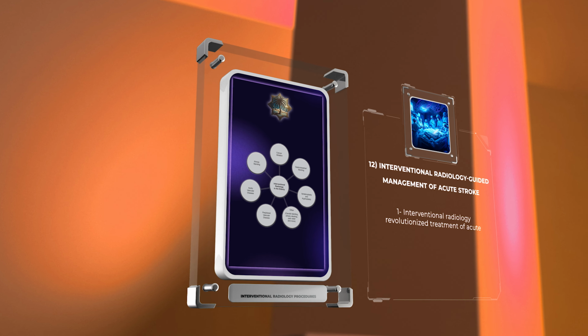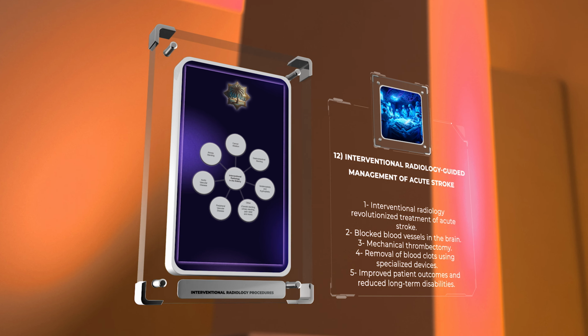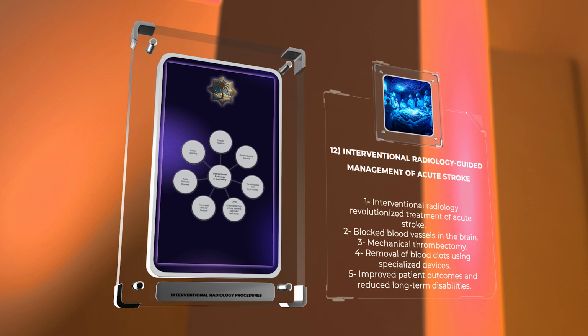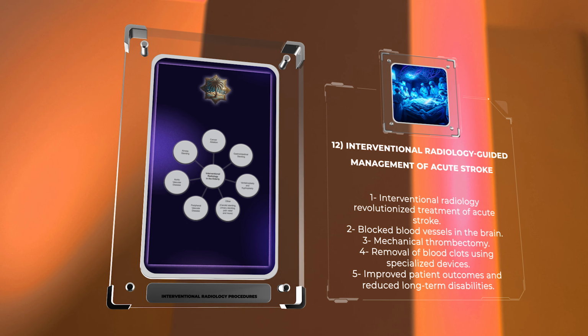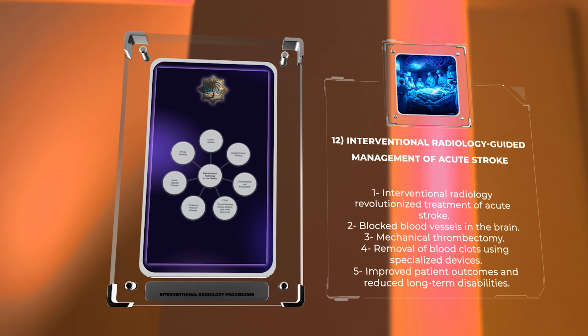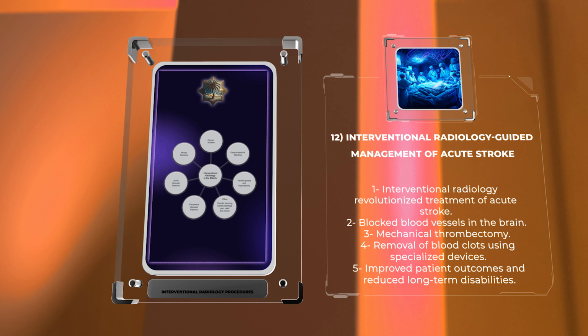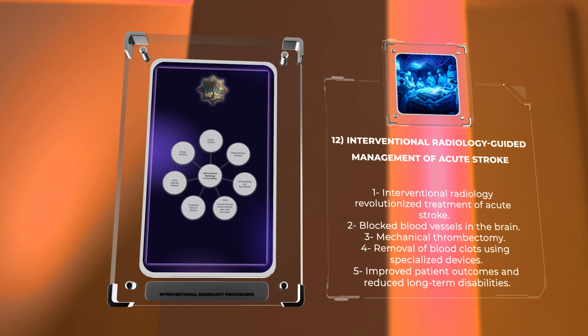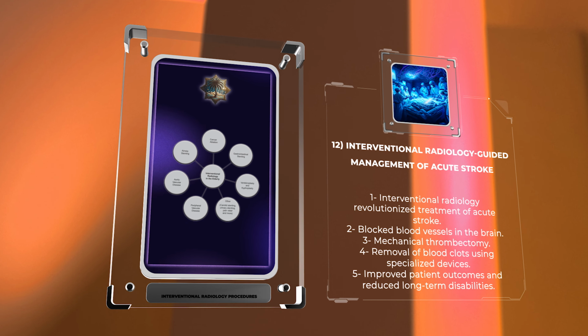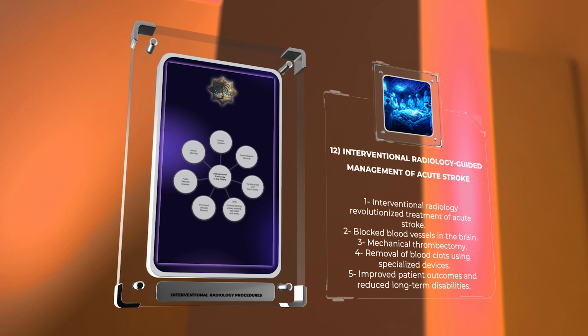Interventional radiology has revolutionized the treatment of acute stroke caused by blocked blood vessels in the brain. Mechanical thrombectomy, a procedure performed under image guidance, involves the removal of blood clots using specialized devices. This highly time-sensitive intervention has significantly improved patient outcomes and reduced long-term disabilities associated with stroke.